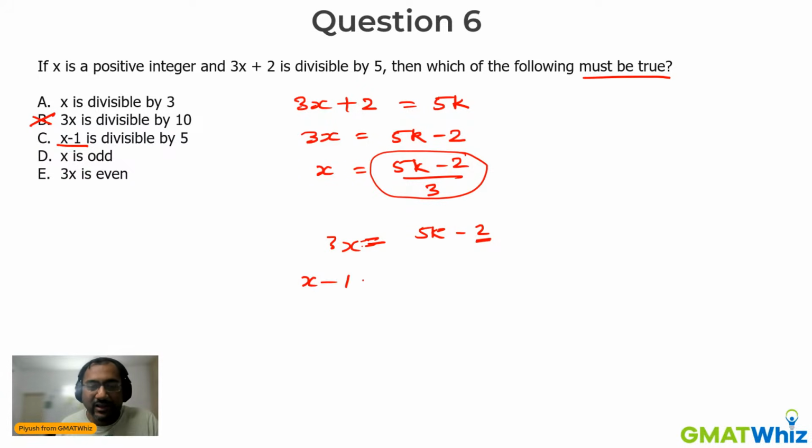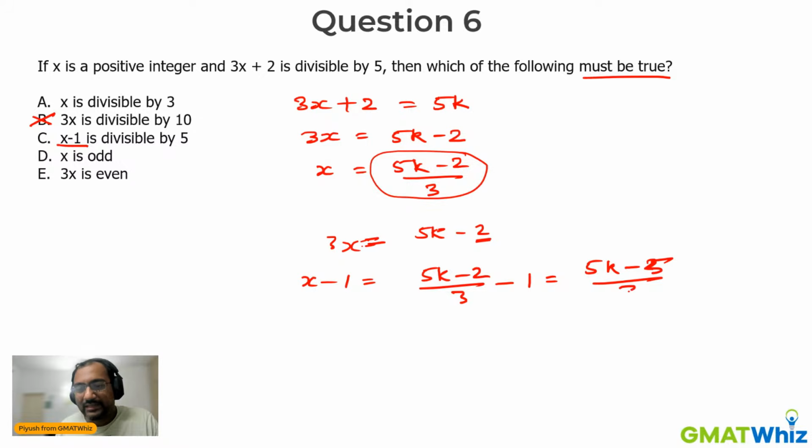So what is x minus 1? x minus 1 is (5k minus 2)/3 minus 1, which is nothing but (5k minus 5)/3. Okay, now is this divisible by 5? Yes, it is, right? Because I can take 5 common and I'll get something like this.